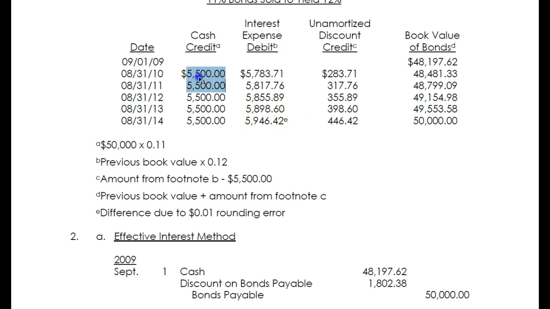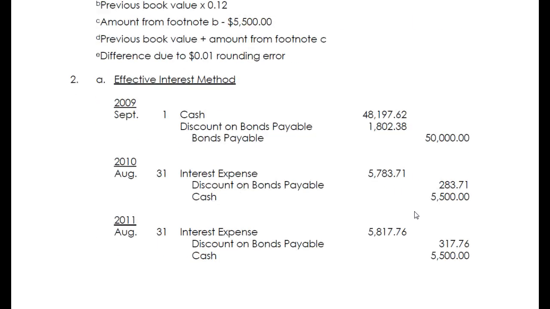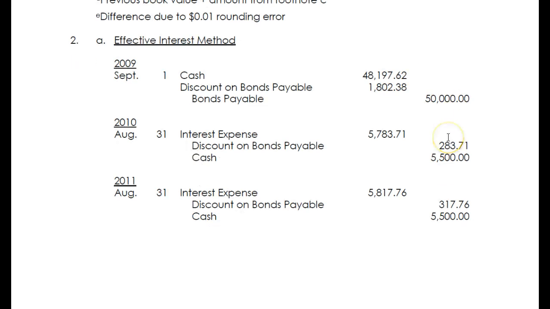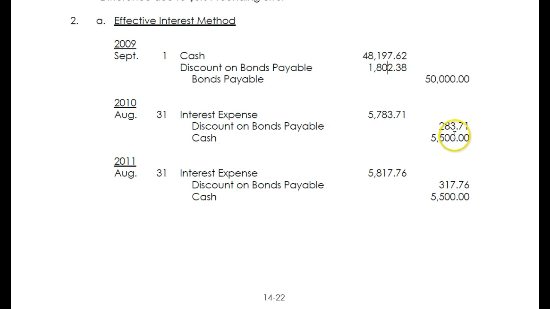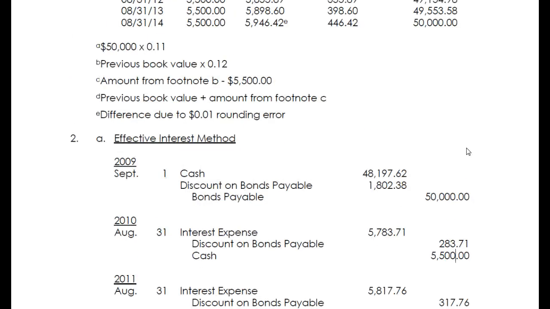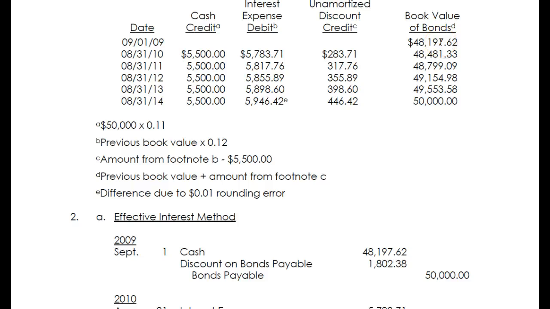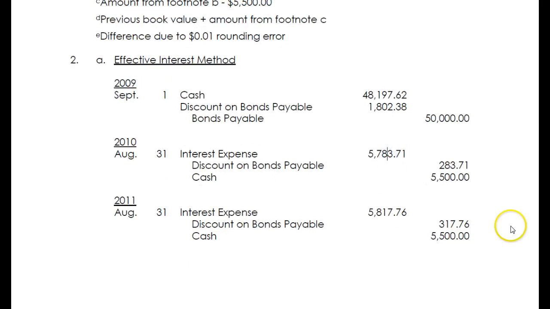Now that's a whole lot different than this 5,500. So what is the difference? I'm going to take 5,783 and subtract 5,500 from it. That's going to give me the credit for my discount. So the way that plays out, let's go down here. Here is to record the bond at 50,000. Here is to record how much cash I got, and this is the discount, the difference between 50,000 and the 48,197. First interest payment: I know I've got to pay out the 5,500 cash. But instead of using the straight line amortization, I come back up to my table with the calculation of 12% of the 48,000. I find out my interest expense debit is going to be 5,783. That goes here. The difference then is the credit to my discount on the bond.